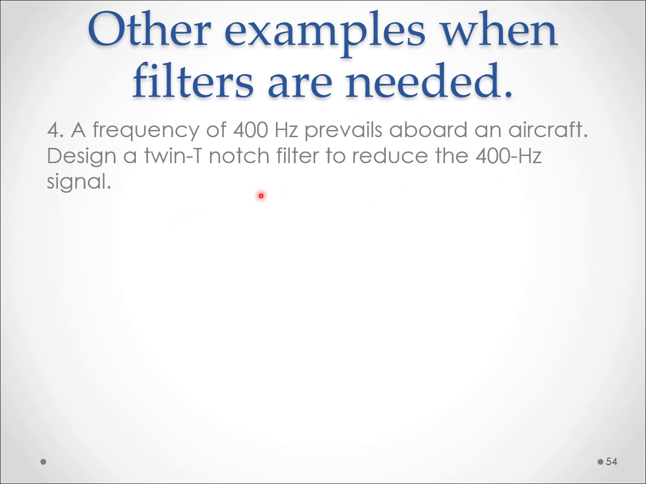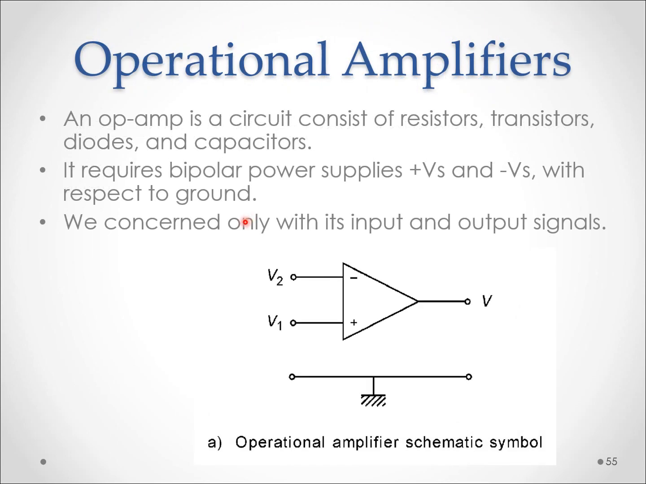Now let's move on to another instrument in analog signal conditioning. So now we'll discuss the operational amplifier, or op-amp. An op-amp is a circuit consisting of resistors, transistors, diodes, and capacitors. This op-amp requires a bipolar power supply, which is positive Vs and negative Vs with respect to the ground. And we are concerned only with its input and output signals.